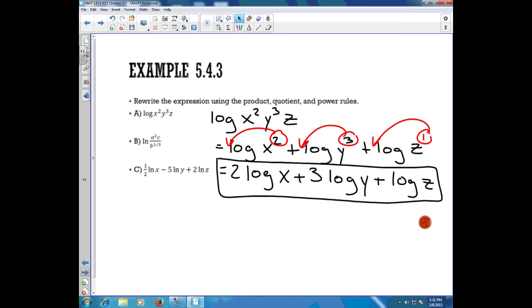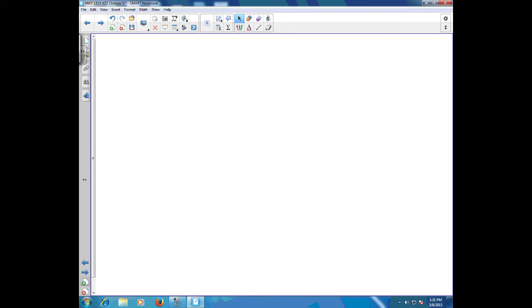Let's try the next one. We'll go to the next slide. We have the natural log of a squared times c over b to the 1/3. Well, this is the natural log of a quotient and a product. We can do the product and quotient rules at the same time. Just remember the products are positive, the things in the numerator are positive, the things in the denominator are negative.